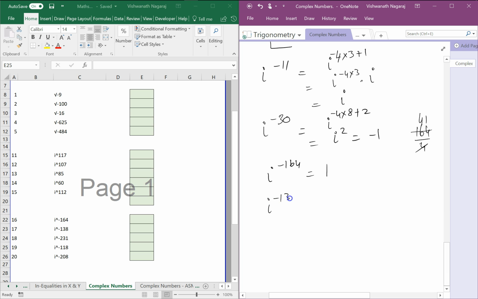i to the power of minus 138. Again 138 divided by 4. 4 threes are 12, 1, 4 fours are 16. So 35. 4 into 35 is 140, here it is 138. So plus 2. Minus 35 plus 2. So i to the power of minus 4 times 35 and i squared. Multiple of 4 becomes 1. So you are left with i squared, which is minus 1.